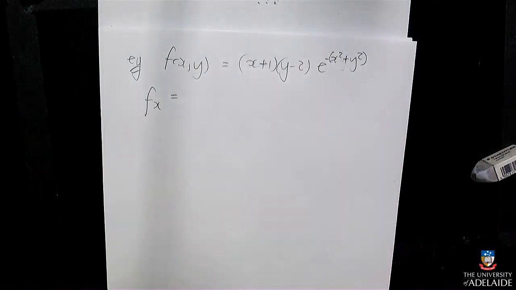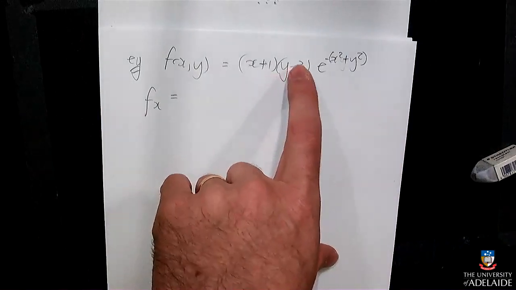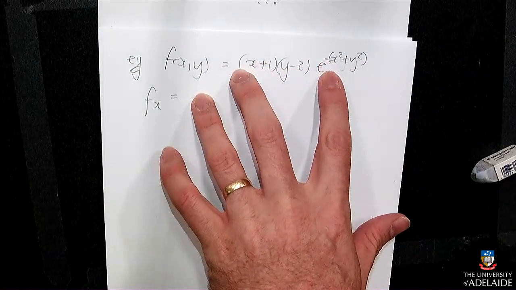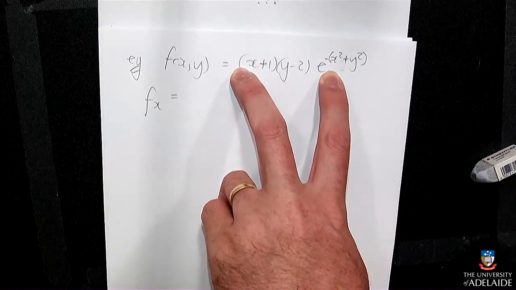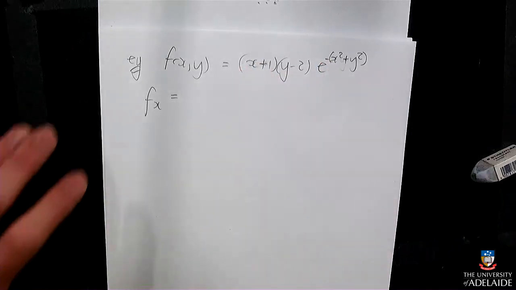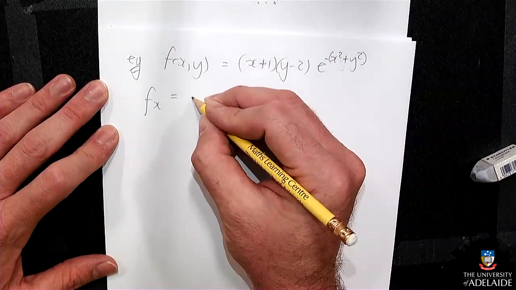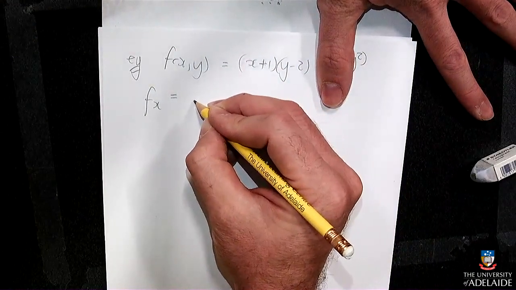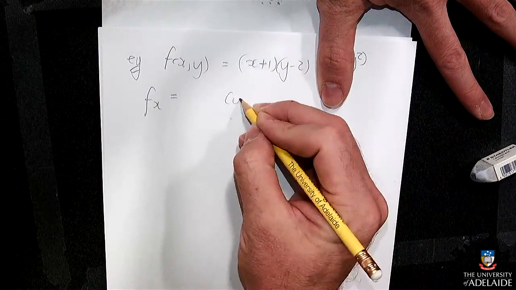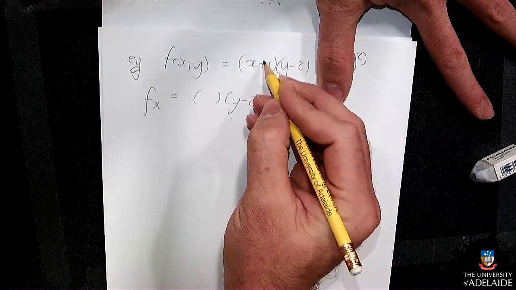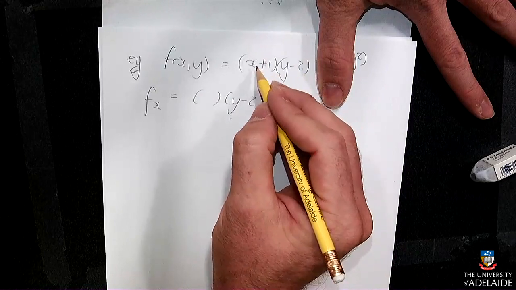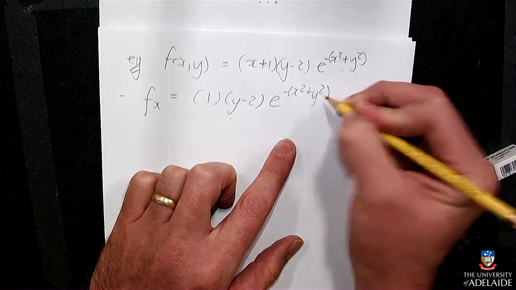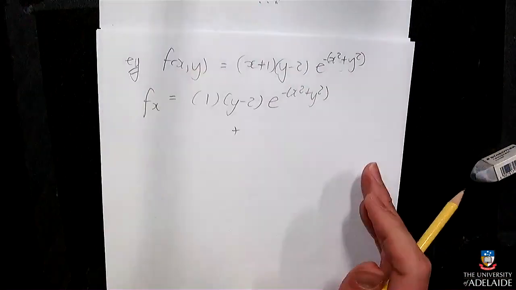So, derivative with respect to x. In that case, y counts as a constant, and I have two pieces multiplied together here that both involve an x, so I'm going to have to use the product rule. Okay. So let's see. The derivative of this bit is, well, the y minus 2 is a constant, so it will still be there, and the derivative of x plus 1 is 1, and then I'll keep this bit. And then we'll keep this bit.